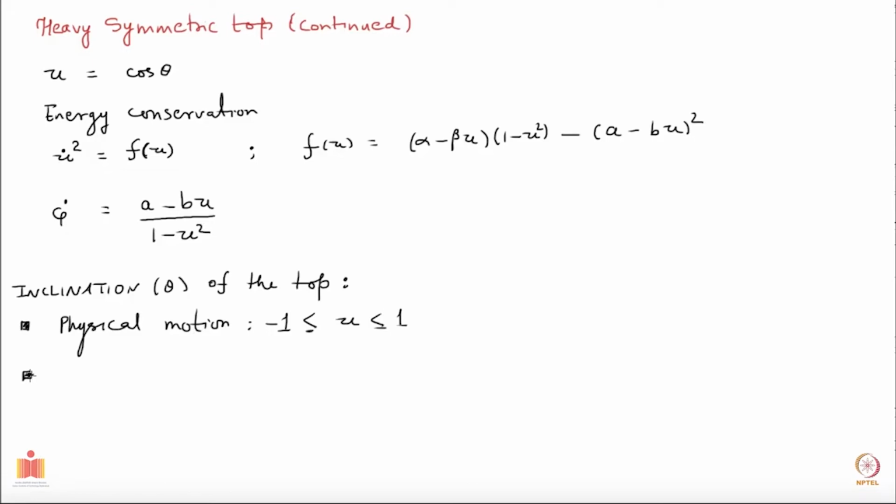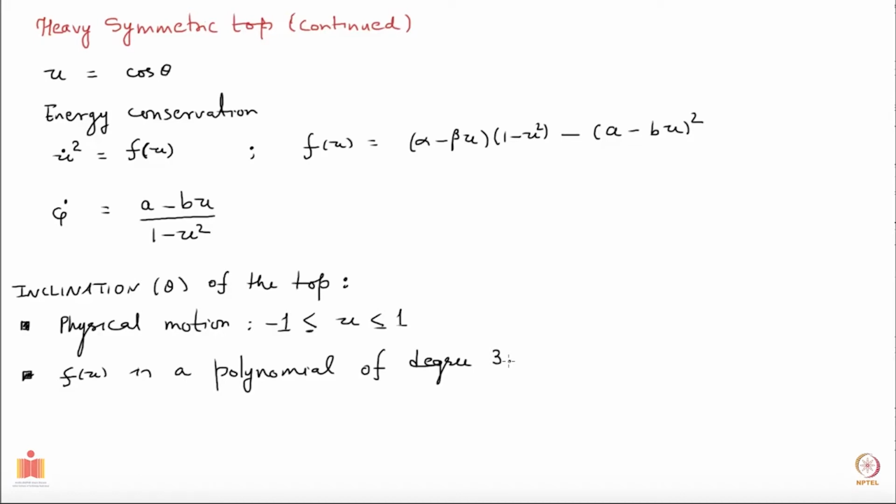Now another thing you note is that f of u is a polynomial of degree 3. So you see you have a beta u which is multiplying a u square, which makes it u cubed, and it's the highest power you get for u. So f of u is a polynomial of degree 3. Okay, that's good.